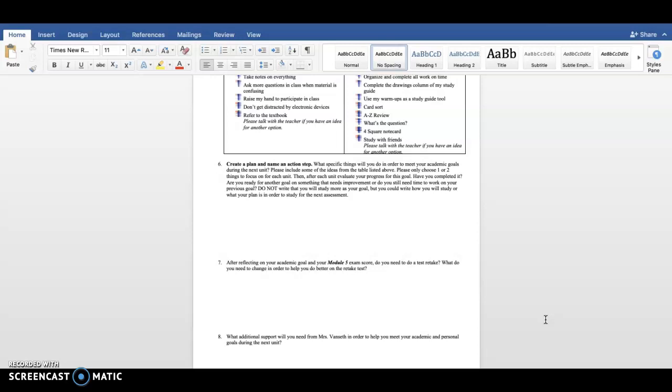Then question 7, do you need a retake? I allow one retake per test.